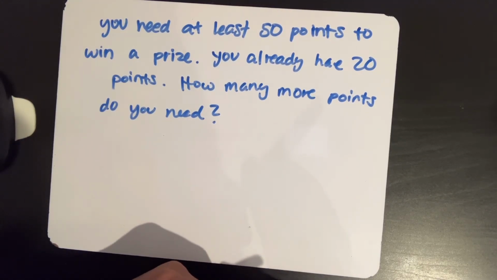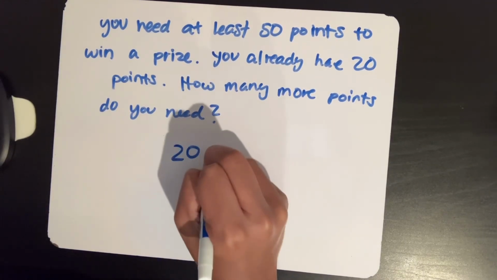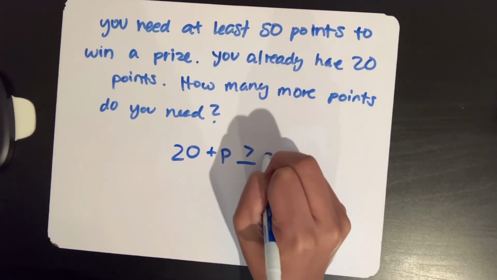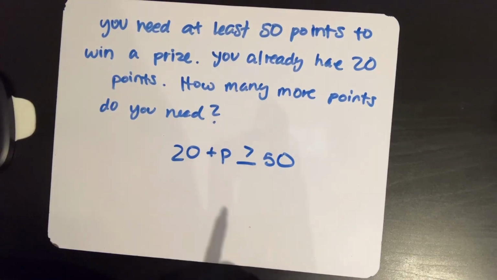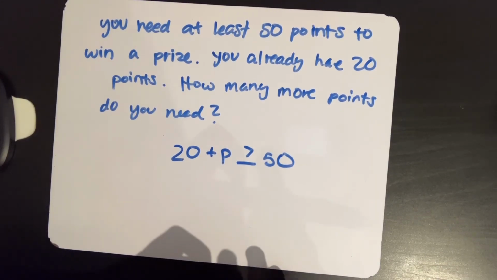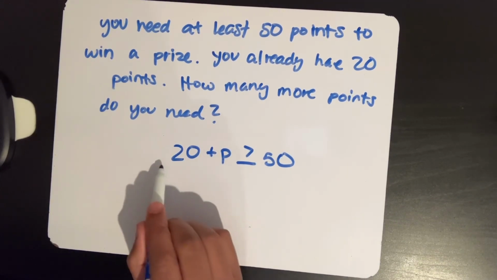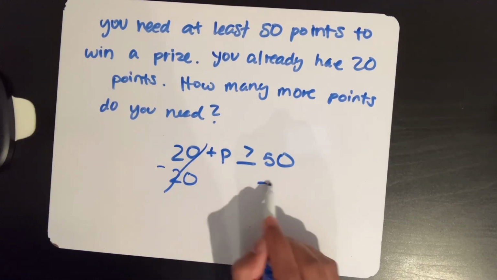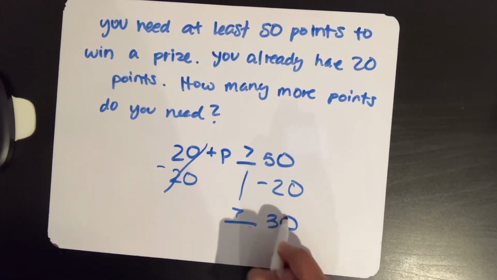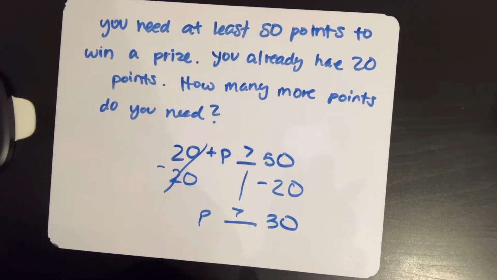But if we're using inequalities, we have to set up an equation. 20 plus p for points is greater than or equal to 50. We already have 20 points plus the other points we need has to be greater than or equal to the 50 points we need to get a prize. So we're going to subtract 20 from both sides. Bring down the inequality. 50 minus 20 equals 30. And p is, of course, greater than or equal to 30 points.